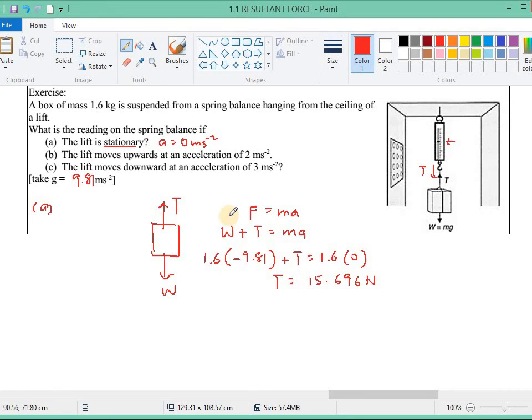Another way that you can do is you already know that the lift is stationary, so the acceleration is zero. If acceleration is zero, the resultant force will be zero. I already know that the resultant force is going to be zero because the question says it's stationary. And if the resultant force is zero, that means the tension and the weight will be the same, right? Okay, this is the second way of looking at this problem.